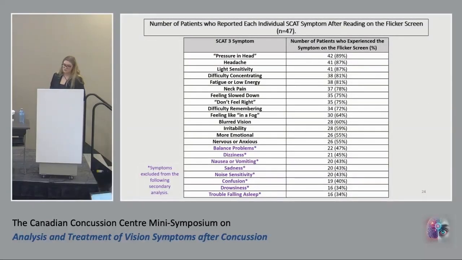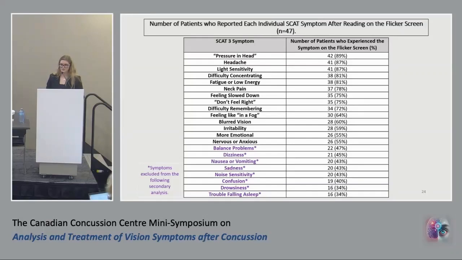So what we did was we conducted a sub-analysis. To do that, we tabulated the most prevalent symptoms after reading on the flicker screen. The reason we did that was because reading was our most aggravating task, and a flicker screen is a conventional screen that most patients would have when they're using a screen to do their work. The symptoms in black were the symptoms that were prevalent in over 50% of our sample, and the symptoms in purple were prevalent in less than 50% of the sample.